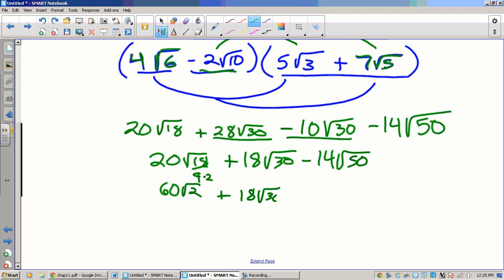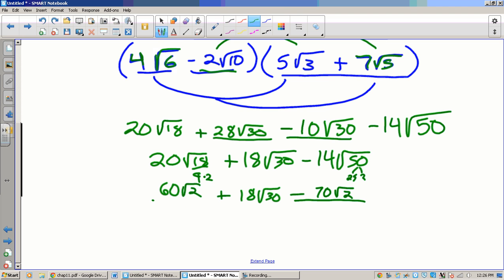18 radical 30. I got 6 times 5 and 3 times 2. So 3 times 2 times 5. There's no perfect squares there. And then 50, I actually have 25 times 2. Well, the square root of 25 is 5. And 14 times 5 is 70. So we got negative 70 radical 2.